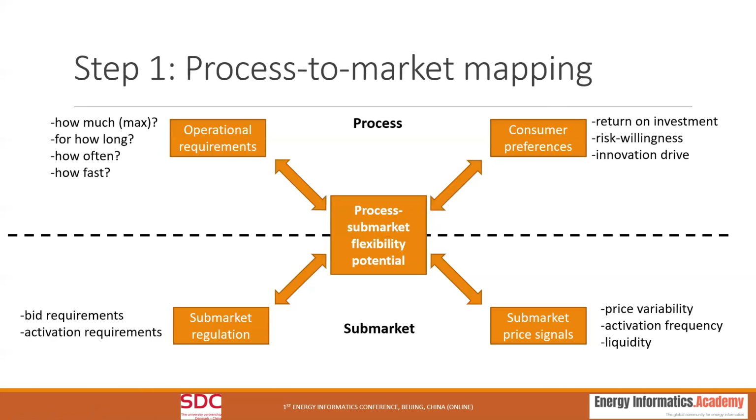So in part one, as I said, it's more of a process to market mapping. In terms of the process, you need to be able to describe it in terms of a very few parameters. From the operational requirements side, there are questions of how much flexibility do I have? What share does it represent of my overall consumption? For how long can I shift it? How often and how fast?